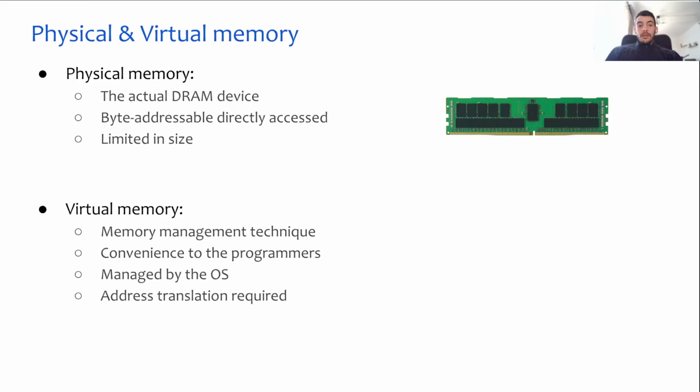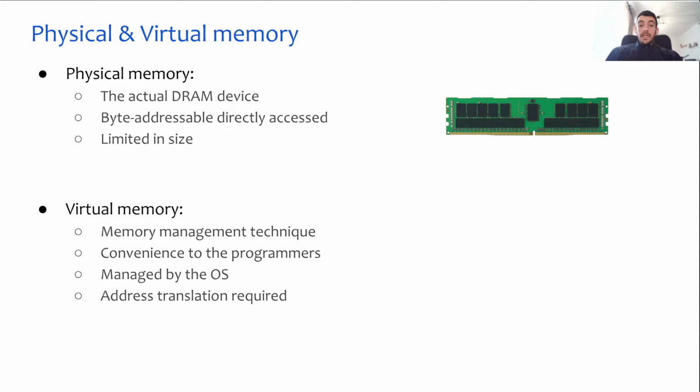Now, to begin with, let's clear things up about physical and virtual memory first. Physical memory refers to the actual memory device, either DRAM or whatever. It is of a certain size and each of its bytes can be accessed through load and store instructions by providing the correct physical address.